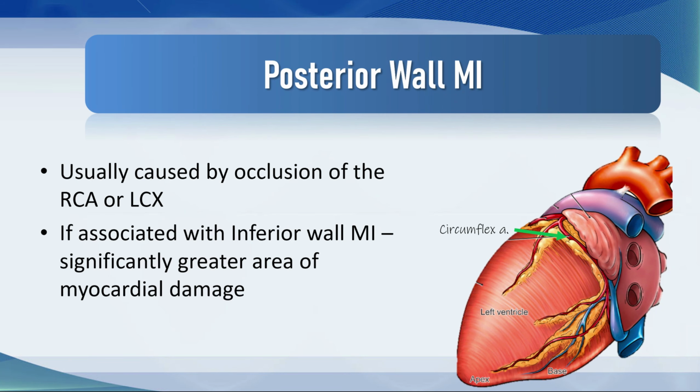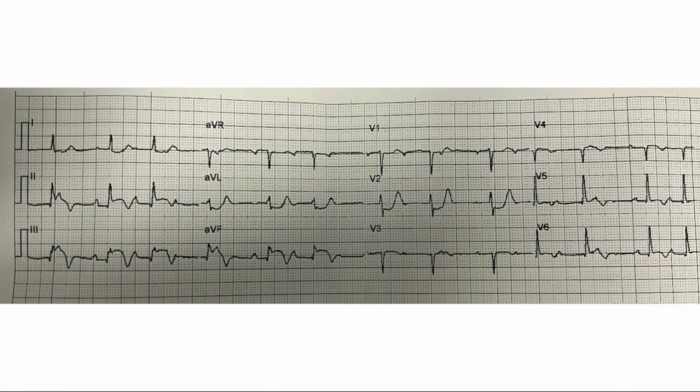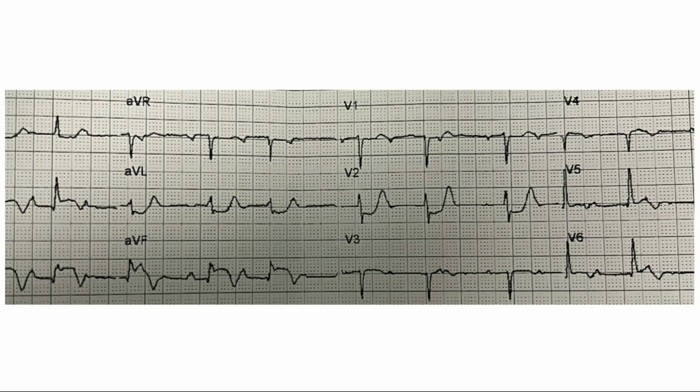Posterior wall myocardial infarction is usually caused by occlusion to the right coronary or circumflex artery. If it's associated with an inferior wall myocardial infarct, there is a significantly greater area of myocardial damage. This is a patient that I looked after recently, and you can see that there is ST segment elevation in the inferior leads. I want to draw your attention to lead 2.